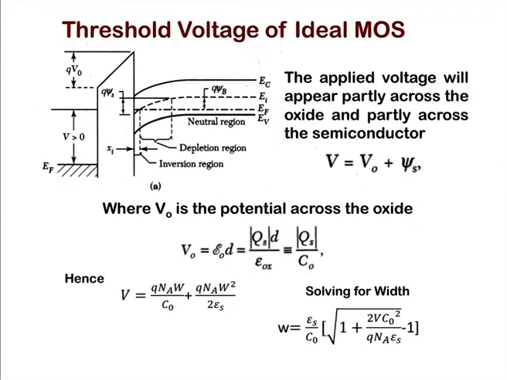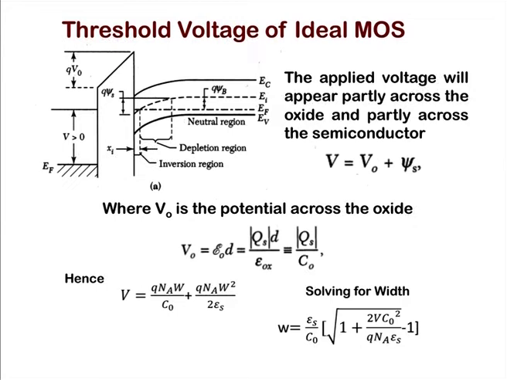Now we can calculate V0. V0 equals E0 times D, where E0 is the electric field inside the oxide layer, and this we can calculate from the charge. Qs is the generated charge in the semiconductor. So, the voltage across the oxide V0 we can write as Qs upon C0. Our applied voltage V equals Q Na W upon C0. This is the total charge, because the total charge in the semiconductor in the depletion region is Q Na W, where Na is the doping and W is the depletion width.